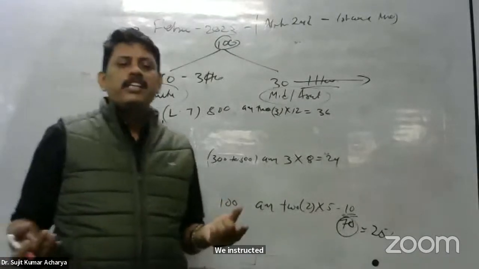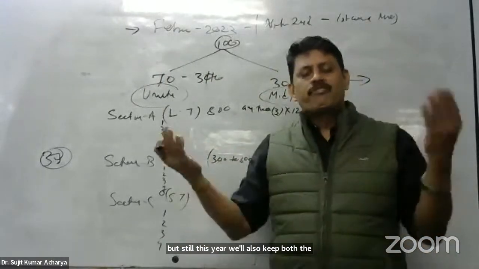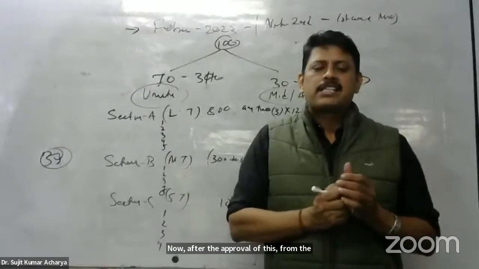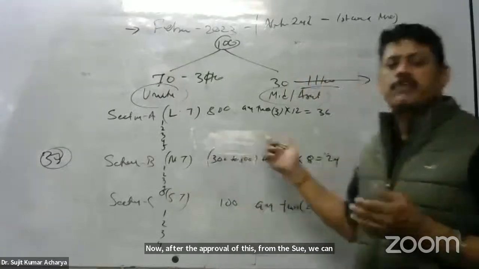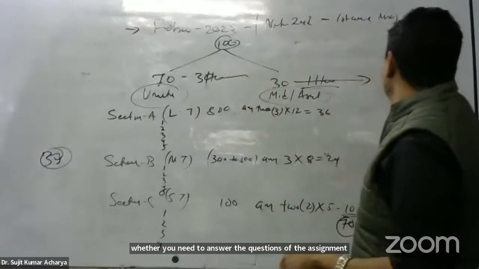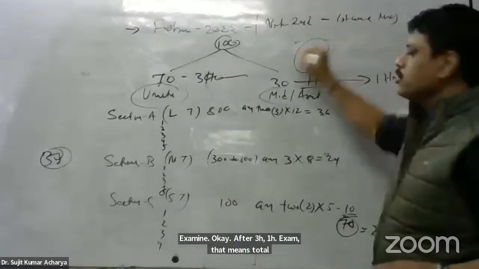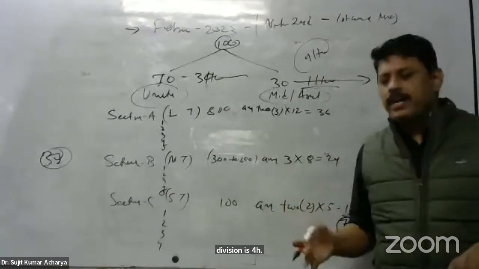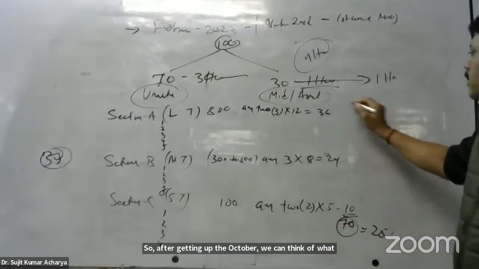So still this year we will also give both the proposal of both now after the approval of this from the COE. We can only mention whether the assignment will be given or whether you need to answer the questions of the assignment examination. After 3 hours of examination, 1 hour of assignment examination, the total duration is 4 hours. After getting the approval we can think of what to do.